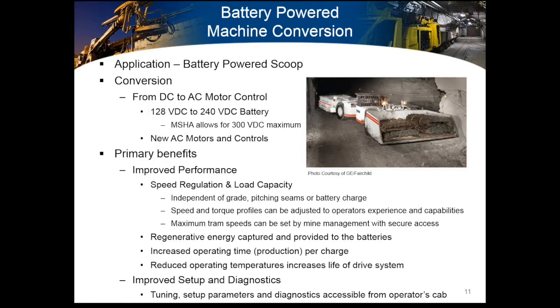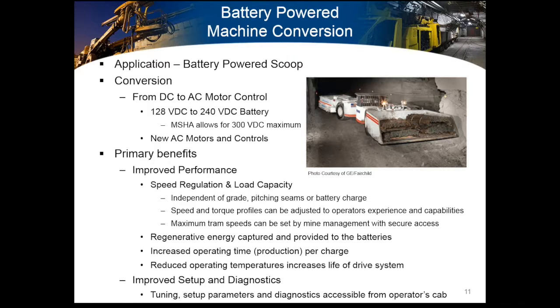So in our commissioning and setup, the operator was able to make the machine feel or work in an optimum way for their particular driving habits. Another benefit is with AC drives, we can easily set a maximum speed. Many mines do have a safety requirement that vehicles do not exceed a certain speed, and that's relatively easy to set up with an AC variable frequency control. Again, the regenerative benefits of energy captured and put back into the batteries helped to lengthen the amount of time in operation between charges.